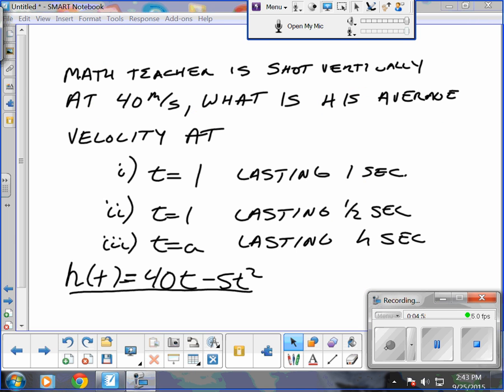All right, for the next problem, I have a math teacher shot vertically at 40 meters per second, probably from a cannon. What is his average velocity at time equals 1 lasting 1 second, time equals 1 lasting a half second, and time equals a lasting h seconds?